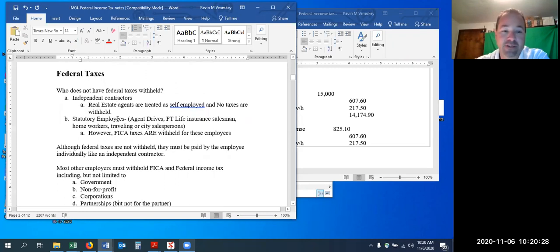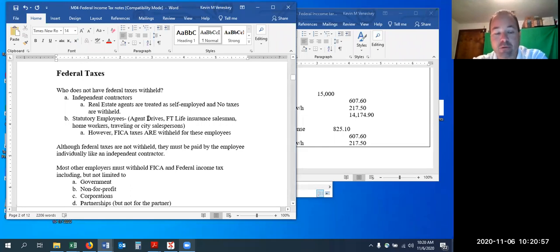All right, federal taxes: who pays, who doesn't pay. Remember, with federal taxes, same as with Social Security and Medicare, independent contractors do not have money taken out of their paycheck. When you're self-employed, you have to pay quarterly through self-employment taxes, and real estate agents fall into that category. They are self-employed, so no taxes taken out.